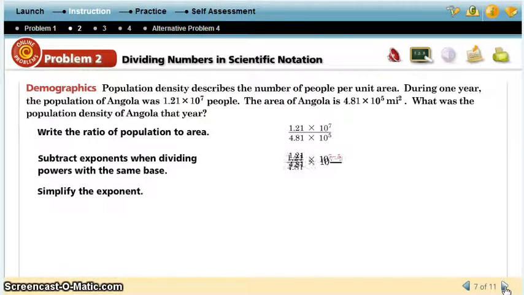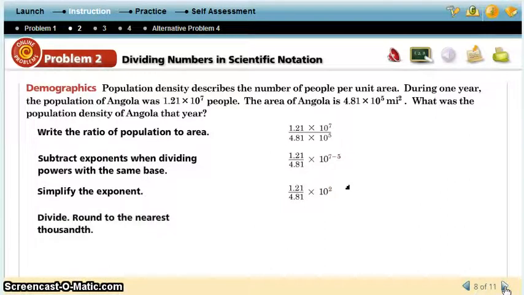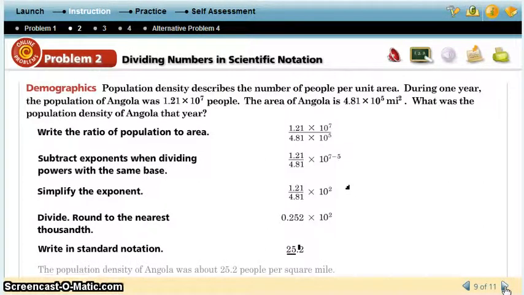Simplify the exponent. Now divide. Round to the nearest thousandth. Write the number in standard notation. The population density of Angola is about 25 and 2/10 people per square mile.